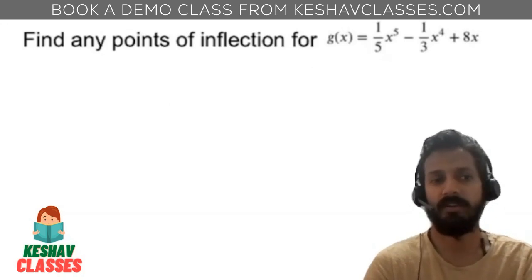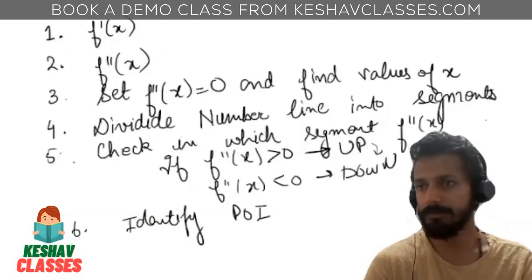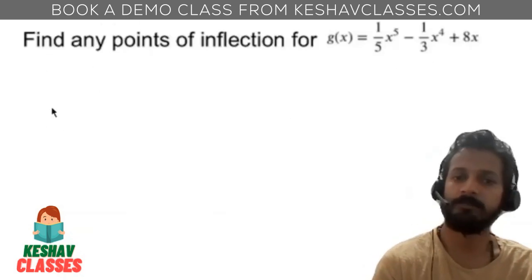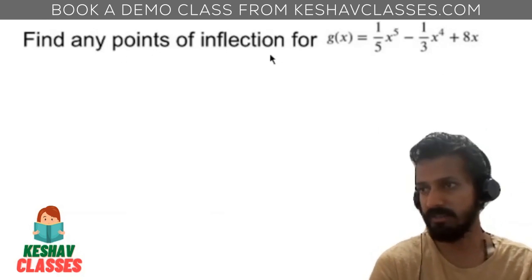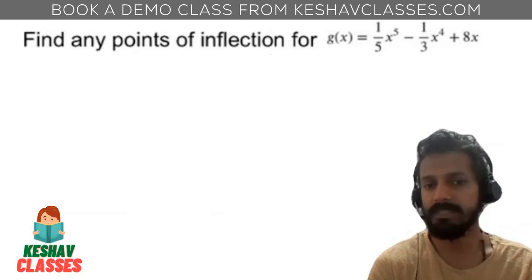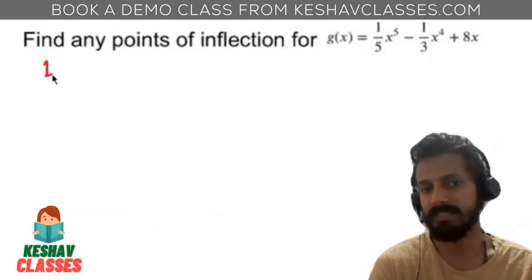All right, let's do this. So we'll keep on going back to our slide where we wrote down the points. So first step is, we have to identify the points of inflection in this graph. The first step is find f prime of x. So let's do the first step.